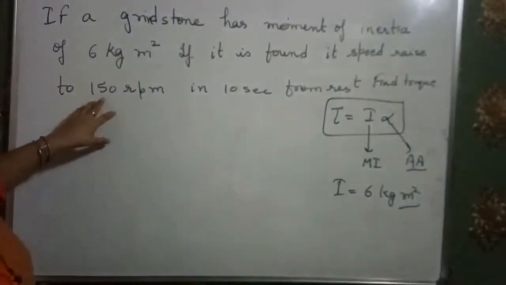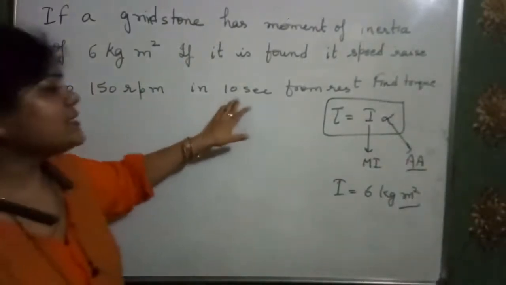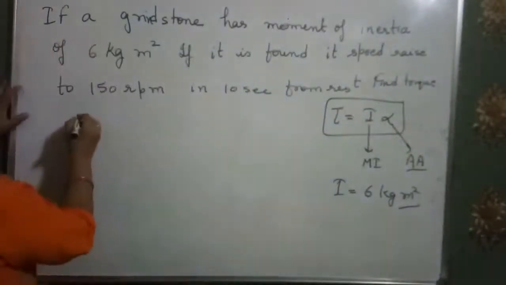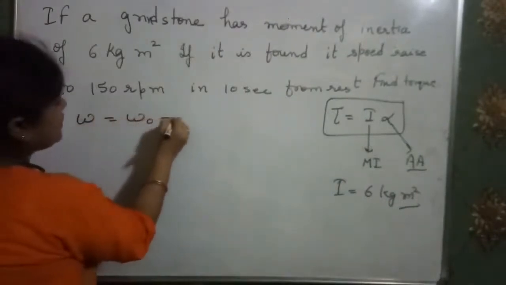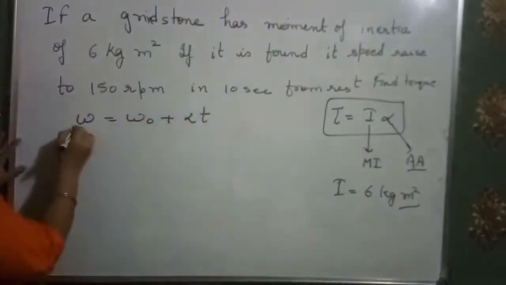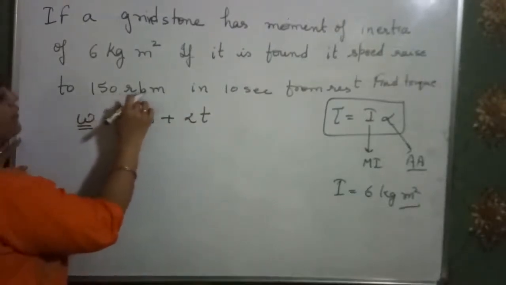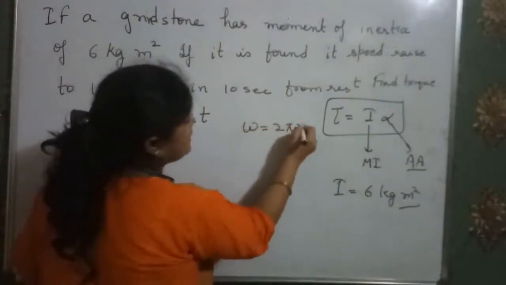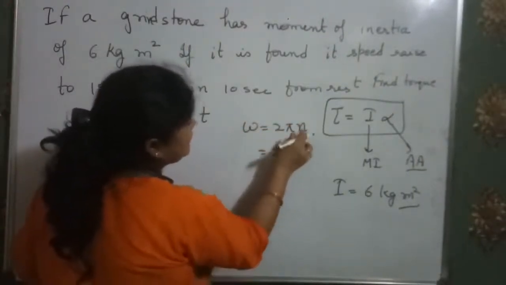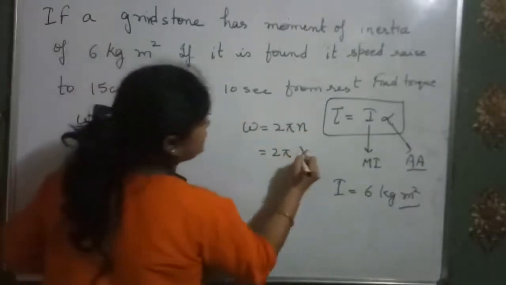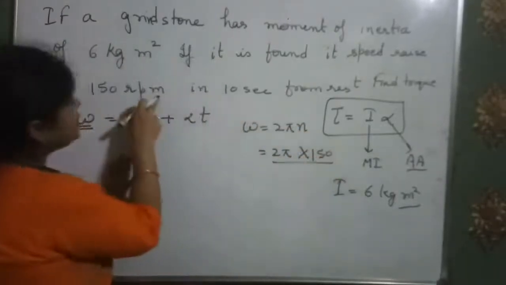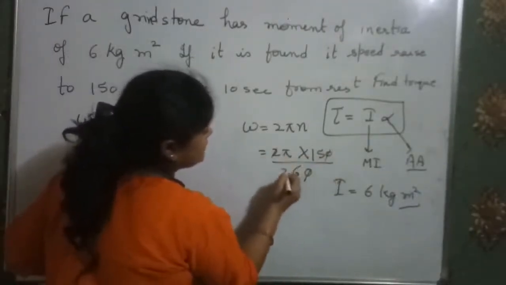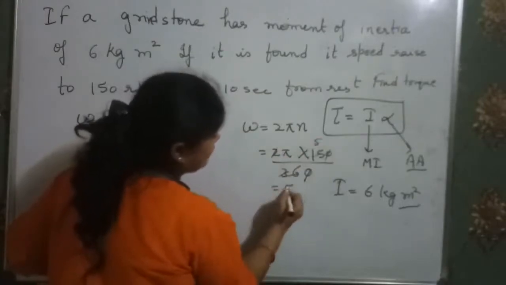Now its speed is 150 rpm in 10 seconds from rest. Now we have to calculate the angular acceleration. Now we know omega is equal to omega0 plus alpha t. So its omega becomes 150 revolutions per minute. We have the formula omega is equal to 2 pi n. So we have 2 pi n, revolutions 150 and it is in minutes. So turn it into 60 seconds, so divided by 60 it gets down. 2 threes are 6 and 3 fives are 15. So we have 5 pi.